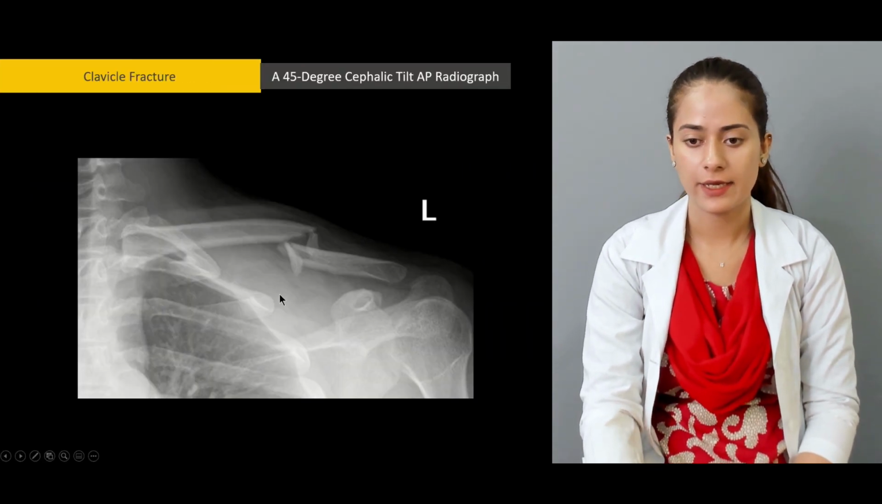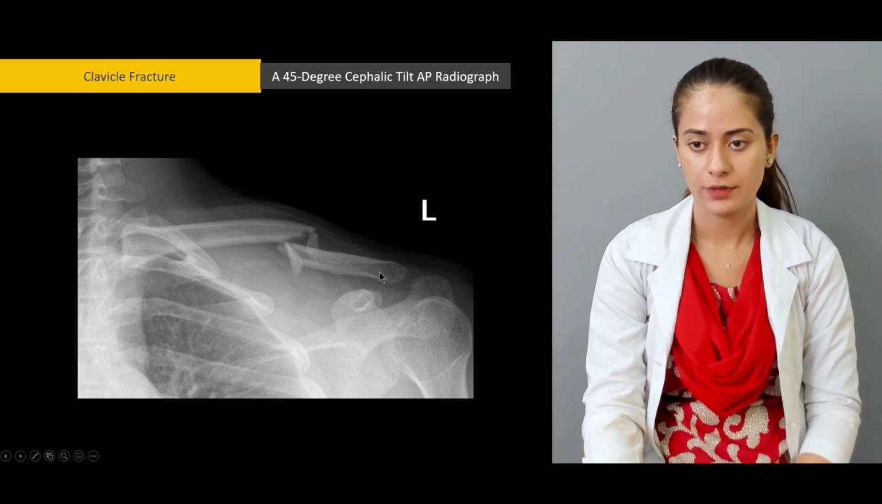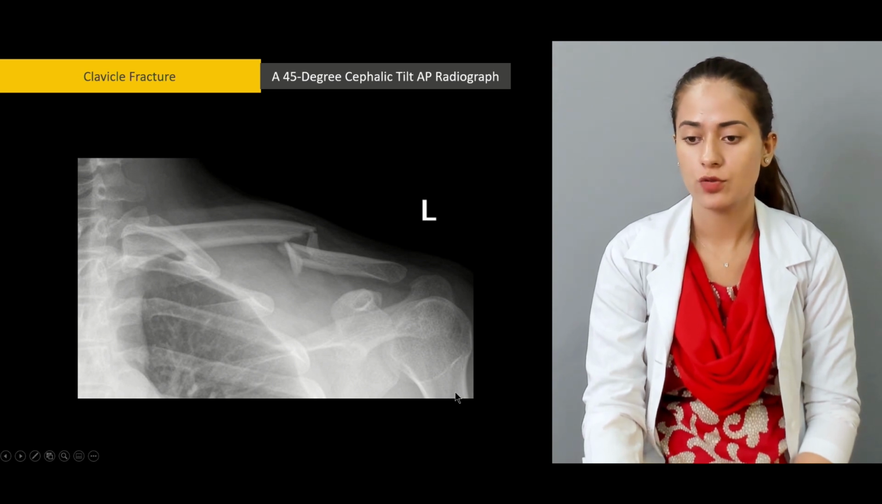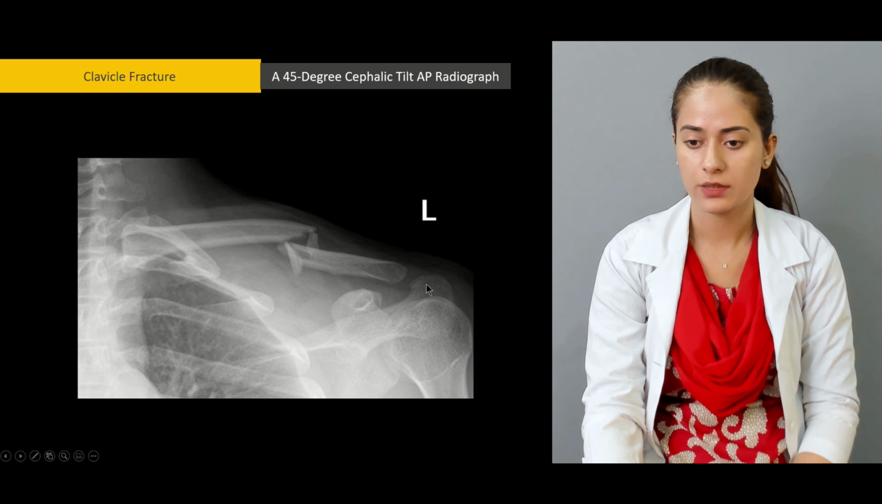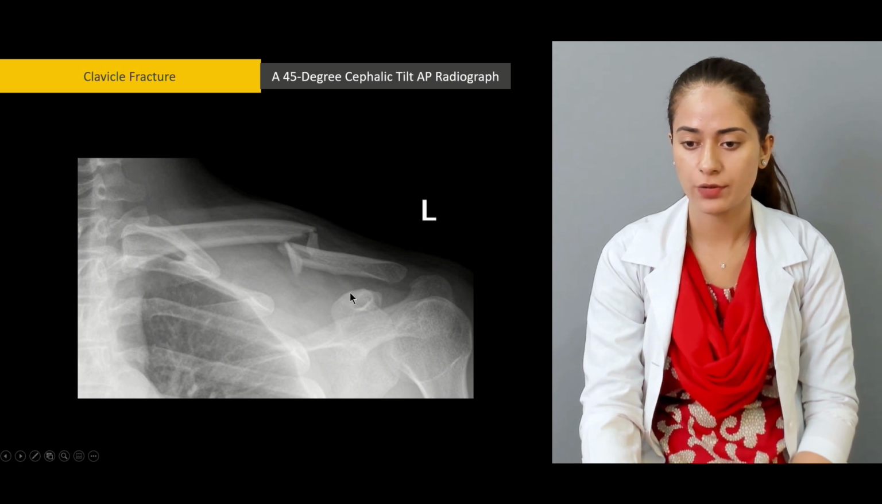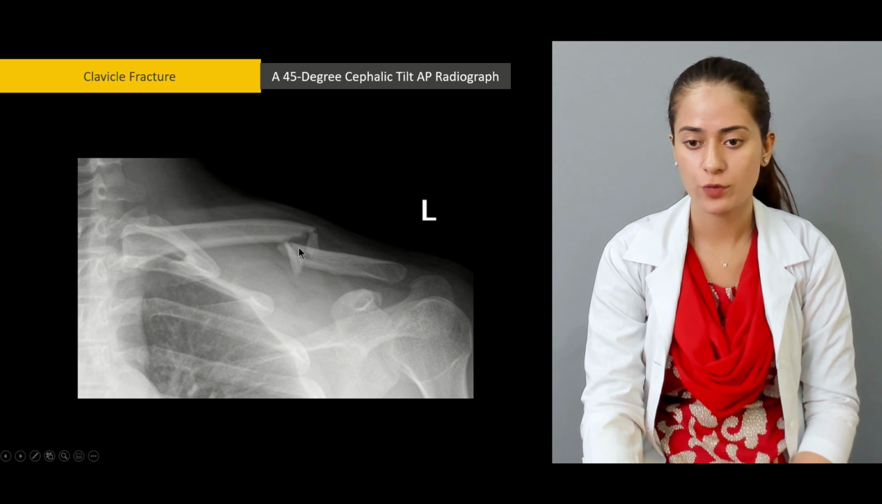This again is a clavicular fracture. So this is an AP view. This is the humeral head, the acromion, coracoid process, glenoid. This is the glenoid cavity, and this acromion, this clavicle is again a comminuted fracture.